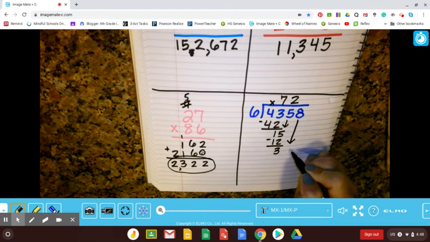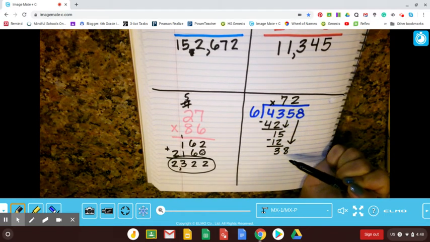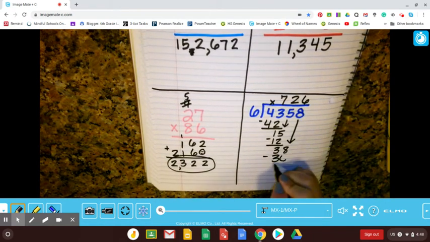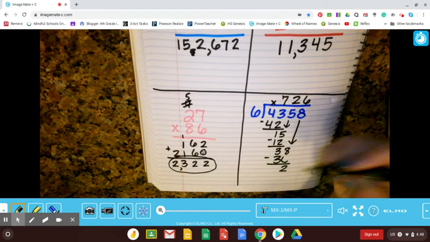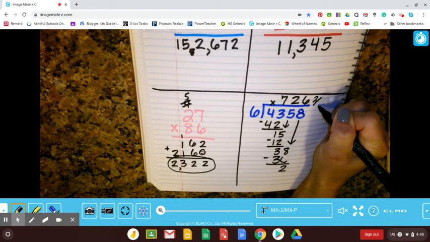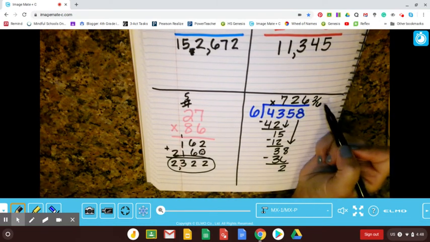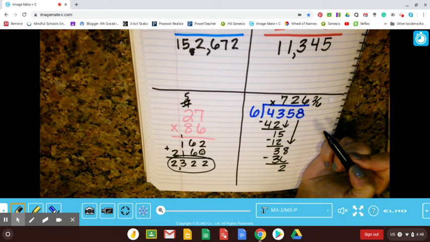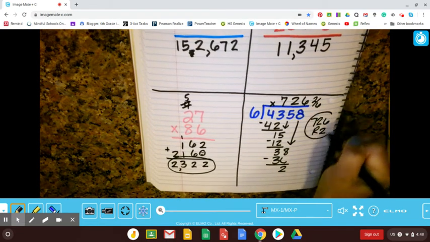Now we're going to bring down our 8. 6 times what is close to 38 without going over? 6 times 6 is 36. And we have a 2. So we could either put remainder 2, or we've just been studying fractions. We can put our answer as a fraction where we say 2 over 6. So 726 and 2/6, or we could reduce that to 1/3 and say 726 and 1/3. Or we could just say 726, remainder 2, whatever floats your boat.